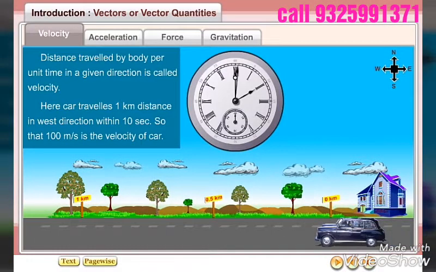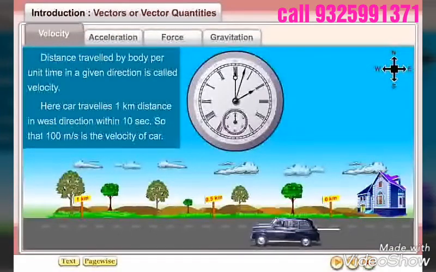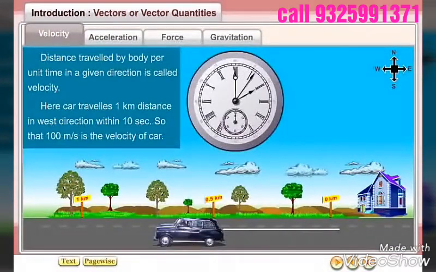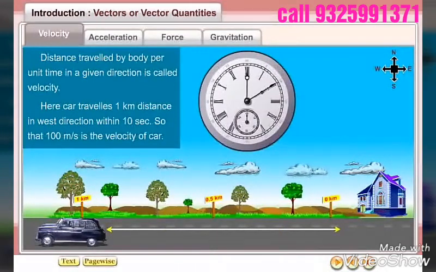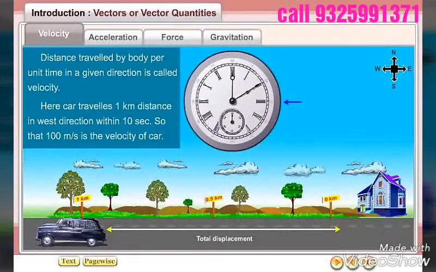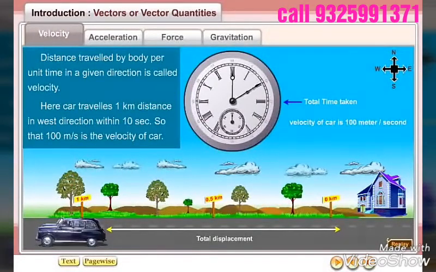Introduction. Vectors or vector quantities. Velocity. Distance travelled by a body per unit time in a given direction is called velocity. Your car travels 1 kilometer distance in the west direction within 10 seconds. So 100 meter per second is the velocity of the car.